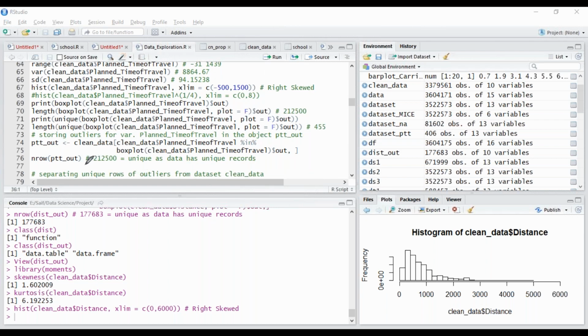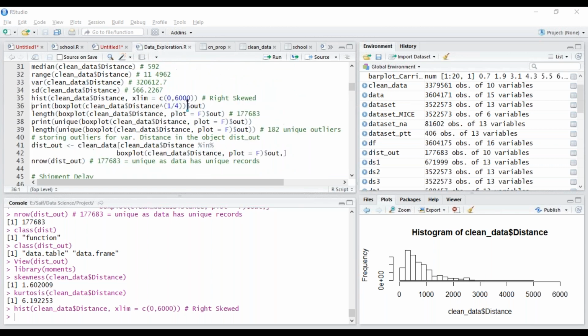Next, since it is right skewed, I need to work on that variable and try different techniques to bring it down to normal distribution. I have tried different transformations, and it was found that the 1 by 4 power, the fourth root, worked very well for me. We were working on distance, and the fourth root of distance gave me a normal distribution.